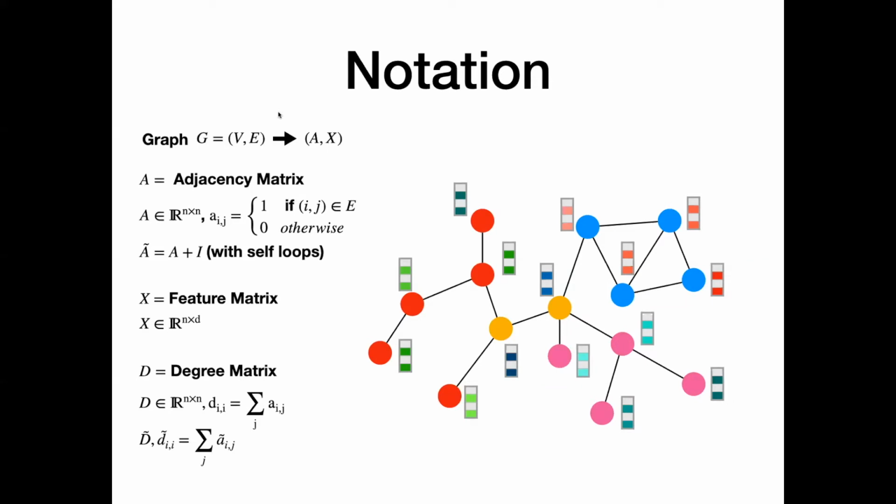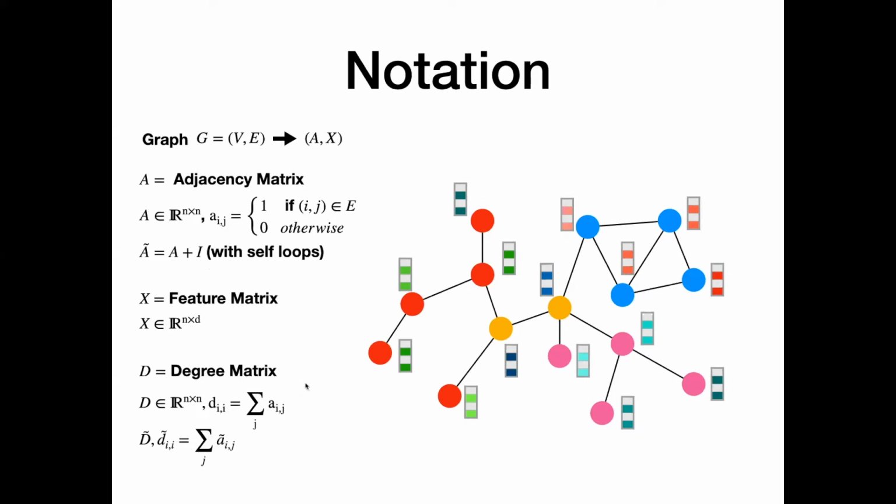So we will embed the graph in a tuple composed of two matrices. The first one is the adjacency matrix. So it's the classic matrix that I think we all know about, where the element at the ith row and jth column is equal to 1 if the ith node and the jth node are connected together in the graph, and 0 otherwise. And we will also define the adjacency matrix with added self loops.